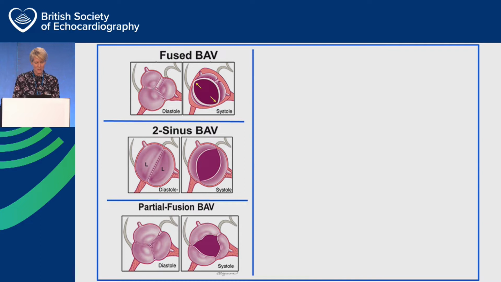So this is what it is. You have three types. There's the fused bicuspid aortic valve, so 2 of your leaflets will be fused. I'll talk about that in a second. I used to like non-separation.